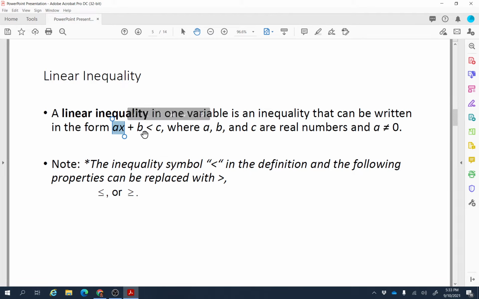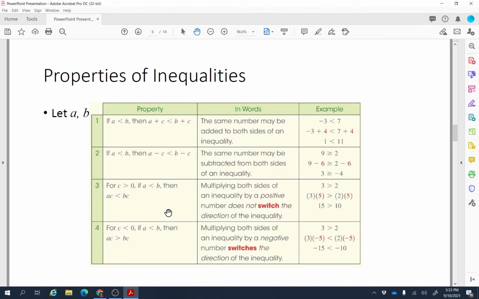Make sure that a is not zero, because if a is zero, then you don't have anything to find. The inequality symbol less than in the definition and the following property can be replaced with the greater than sign as well, or lesser equal sign, or greater equal sign. So linear inequality means you have the sign less than, greater than, lesser equal, or greater equal. There are some properties of linear inequality.